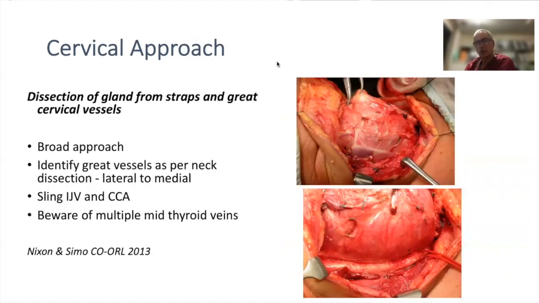The next thing is to go down, use a broad approach, and identify the great vessels. Like in this case, you can see here, for instance, that the internal jugular vein is completely attached. You can see here the mid-thyroid veins are completely stretched. So if you are not careful with your dissection here, you can obviously cause significant hemorrhage. You can then sling the vessels appropriately, and because of the size of these goiters, often you will need to ligate and divide multiple mid-thyroid veins.